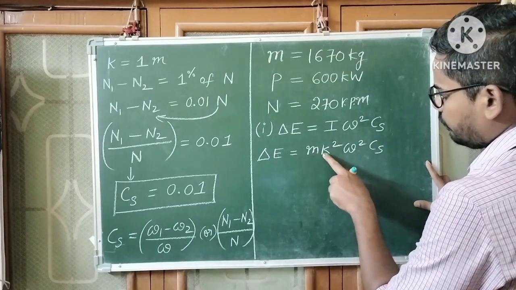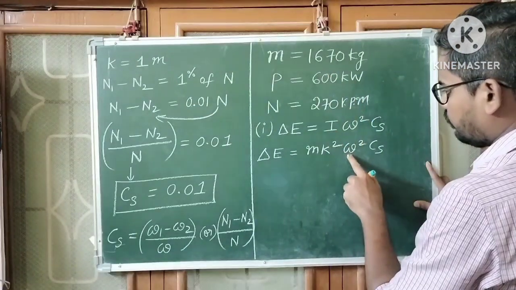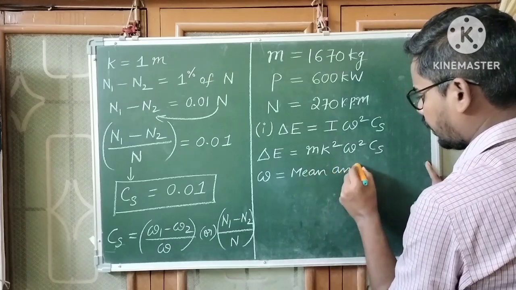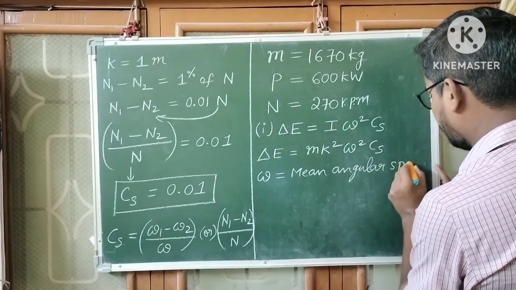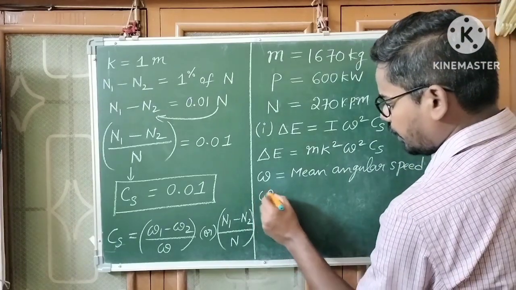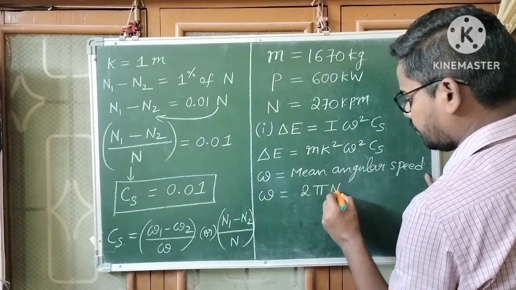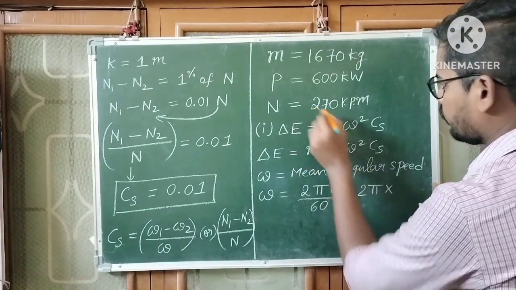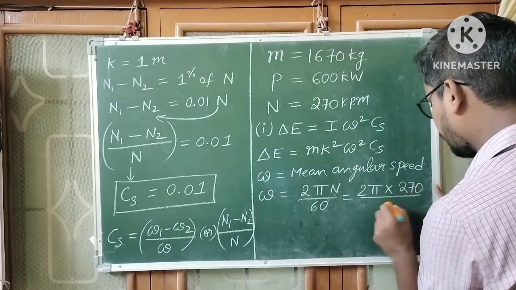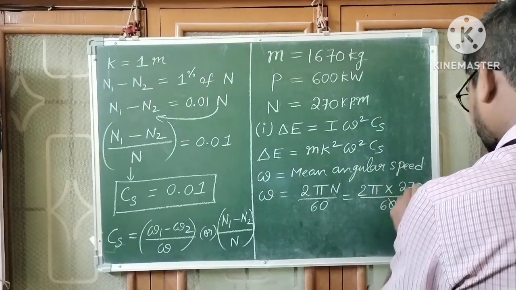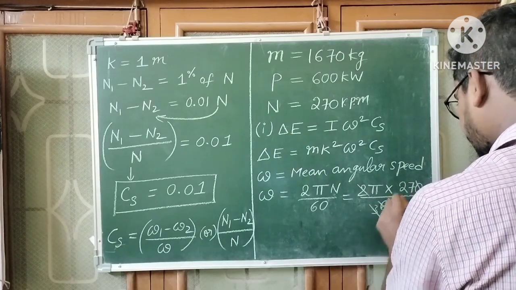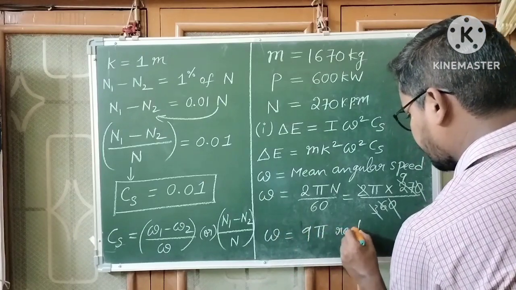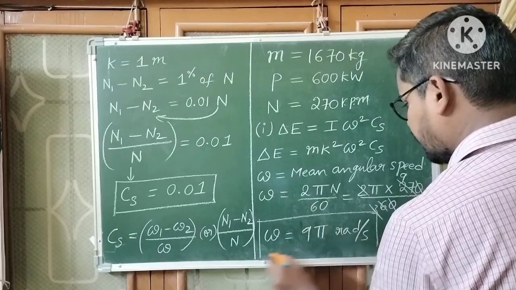So m means mass of flywheel, k means radius of gyration, already given, and omega means mean angular speed, in radians per second. So mean angular speed is equal to 2 pi N by 60. Formula: 2 pi N by 60. What is N? Mean speed. Mean speed how much? 270. Substitute 270 here, by 60. So the zeros get cancelled. Therefore omega is equal to 9 pi radians per second. Mean angular speed units are radians per second.